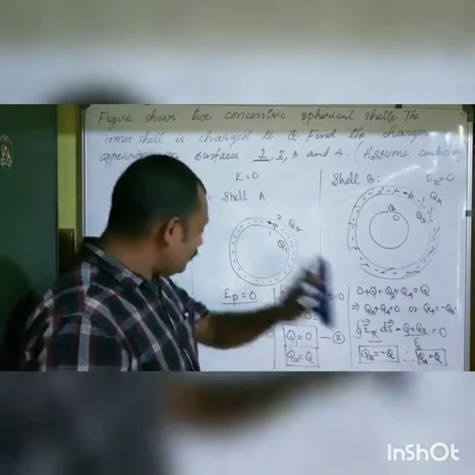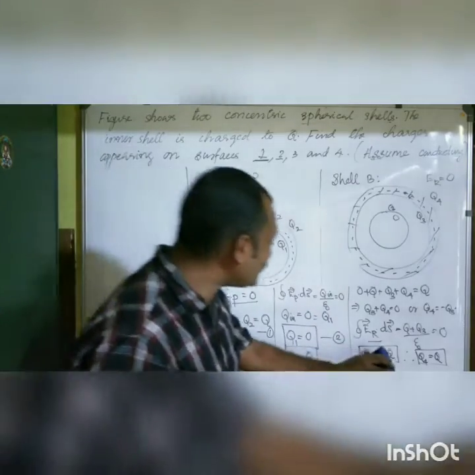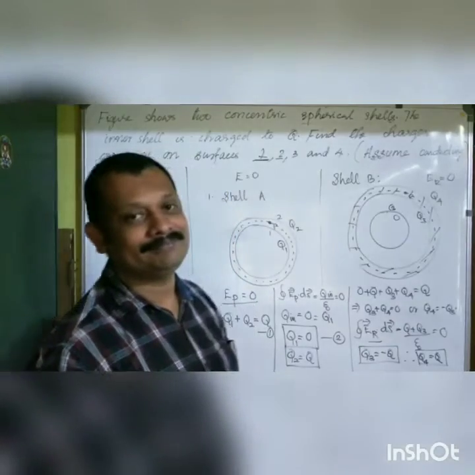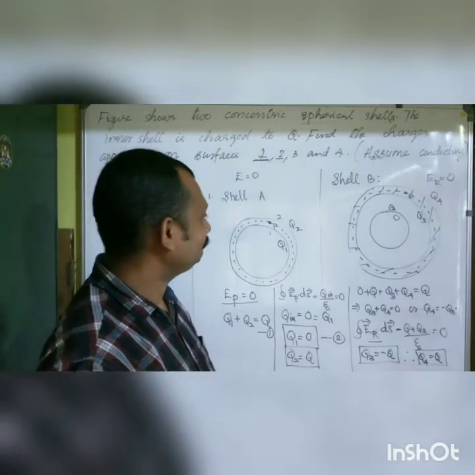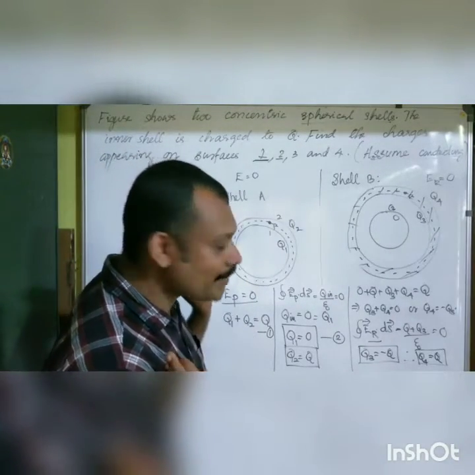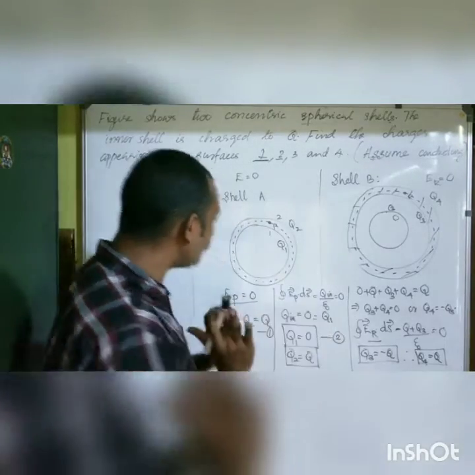Q1 is equal to 0. Q2 is equal to Q. Q3 is equal to minus Q. Q4 is equal to Q. So shall we make it final? Hope you understand this problem.